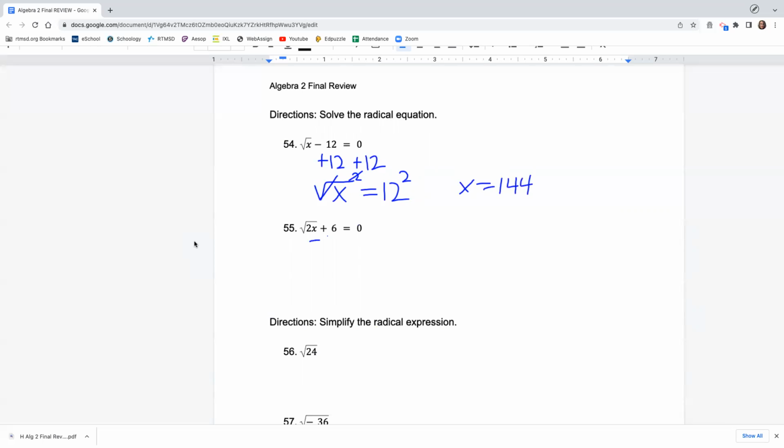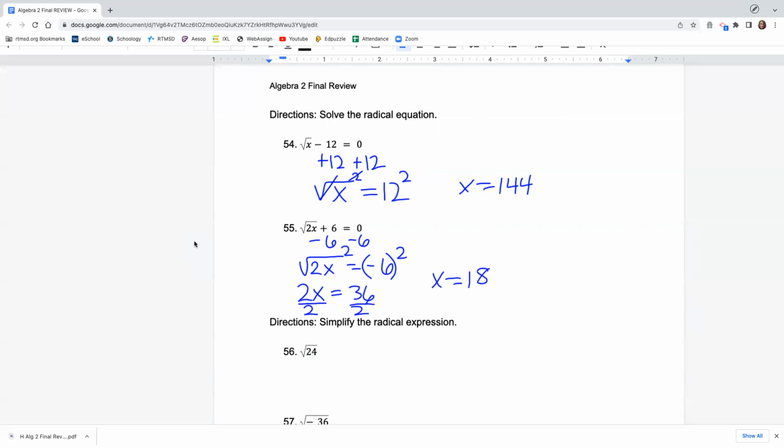For number 55, you have to isolate the root first. You have the square root of 2x equals -6. Some of you will already realize that there's going to be no solution for this problem because the square root of a number is not going to be able to equal -6. If you go ahead and start solving it by squaring both sides, you'll be left with 2x equals 36. You divide both by 2, you're left with x equal to 18.